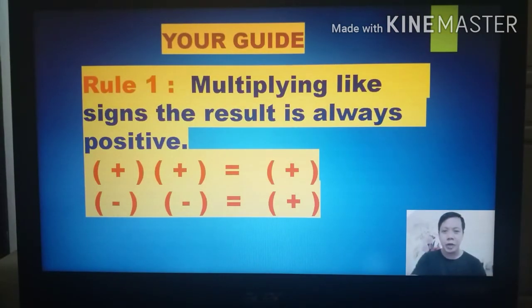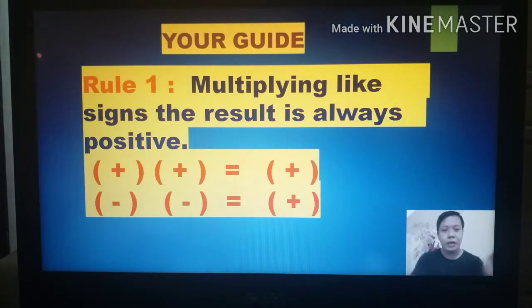In rule number 1, multiplying like signs, the result is always positive. So we have the symbol here. Okay, in our symbol, look, we have positive times positive. The product is positive because of like signs. Negative times negative, the product is also positive. Remember that, the first rule, it's important. When you multiply the same sign, it's always positive.